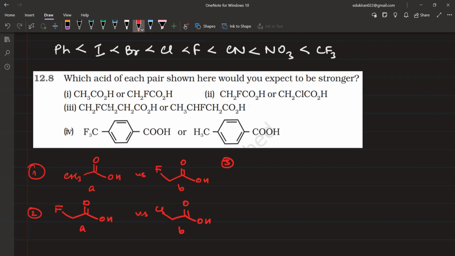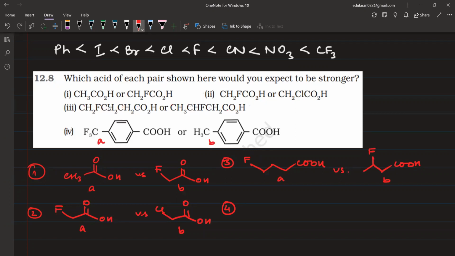The third case, we have 1, 2, 3, 4 carbon atoms. And the first one is having fluorine. So 1, 2, 4 atoms, COOH, and this is fluorine. Versus we have 1, 2, 3, 4, COOH, and in this case, 1 and 6, this carbon atom is having fluorine. A and B, which is more acidic. Fourth case, you already have it drawn. A and B, which is more acidic.